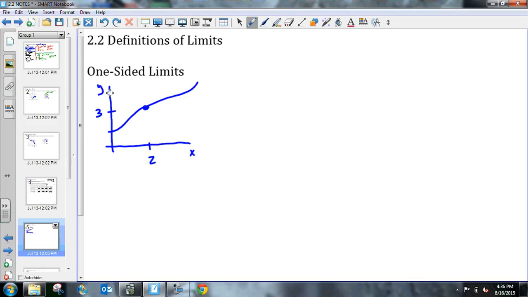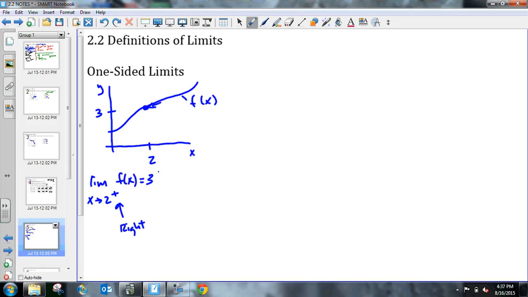So here's what I'm going to talk about. When I talk about one-sided limits, I can express a limit. Let's say that x approaches 2, and I'm going to say from the right. If I use the little plus sign, this means from the right. And I'm going to call this function f of x. So the limit as x approaches 2 from the right of f of x is going to equal, if we approach from the right, 3, okay?